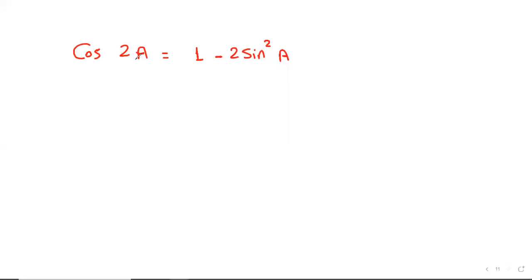You know that cosine 2A is 1 minus 2 sine squared A. Look at the angle here, it's 2A, and look at the angle here, it's the half of the angle, it's A. What if I ask you about cosine A? It's 1 minus 2 sine squared of the half of the angle. The half of the angle is A over 2.